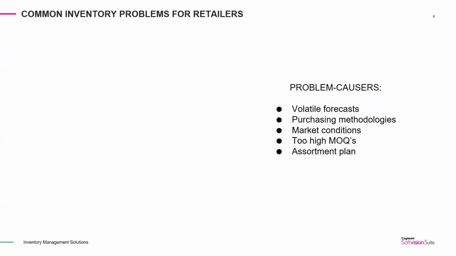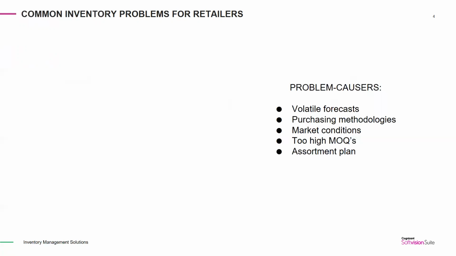What are the problem causers of inventory issues? Volatile forecasts can certainly be one of them. What was the pre-season, pre-event, pre-sales era forecast methodology? And is it still intact or did it fall apart for some reason?